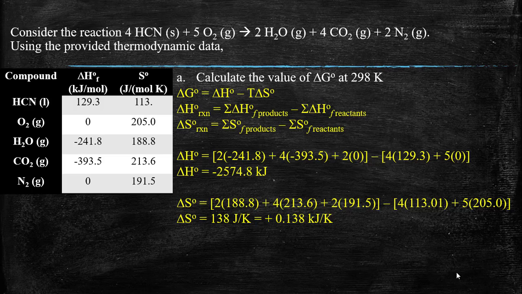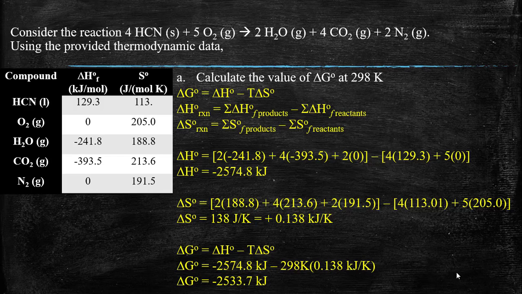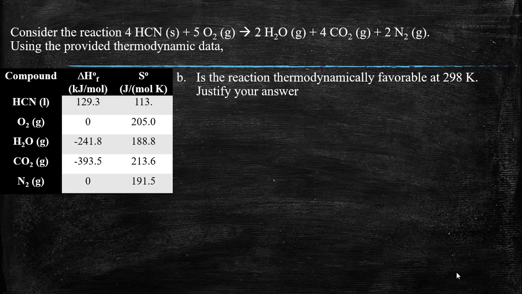Now we know we're going to be adding them, so we have to have the delta H naught and the delta S naught in the same unit, and for these types of questions, convert the delta S naught into kilojoules. We're back to delta G naught equals delta H naught minus T delta S naught. Plug in the values, and you get a delta G naught for this reaction of minus 2,533.7 kilojoules.